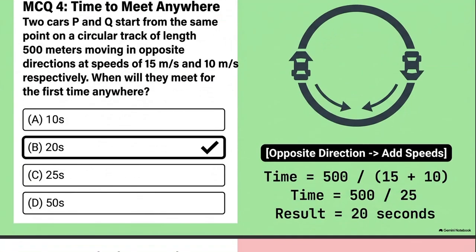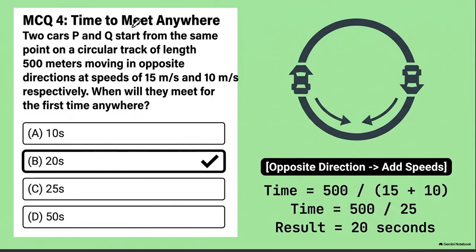Next one, time to meet anywhere. Okay, the same type that we did in the first one. Let's say two cars P and Q start from the same point on a circular track of length 500 meters. So the length of the track is 500 meters, moving in opposite directions. Okay, now the direction is changed here. Opposite direction is given with speeds of 15 and 10. So in case of opposite direction, we have to add the speeds. So 15 plus 10 is 25. And what we have to find out is when will they meet for the first time anywhere on the track.